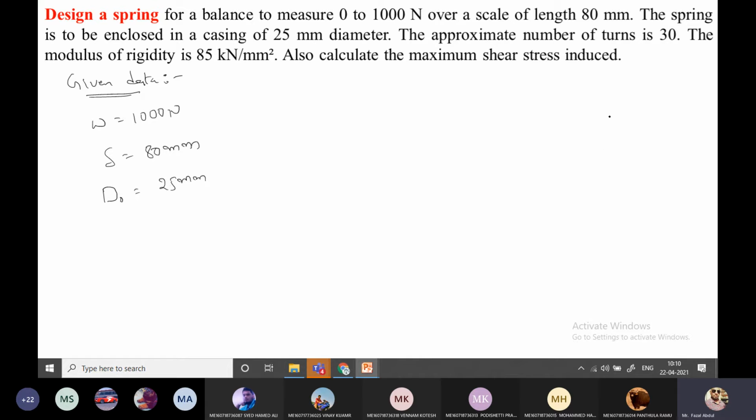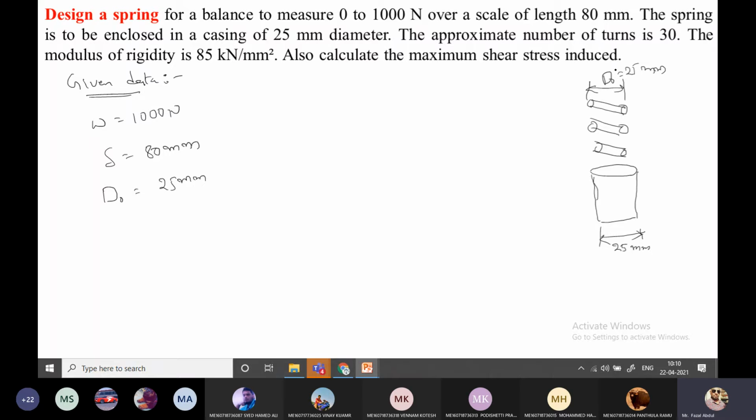See here, this is the spring I am drawing. This spring is enclosed in a container. So what is the container diameter given? 25 mm. Nothing but the inside diameter of the container and the outside diameter of the spring are both equal. That means D naught is 25 mm.